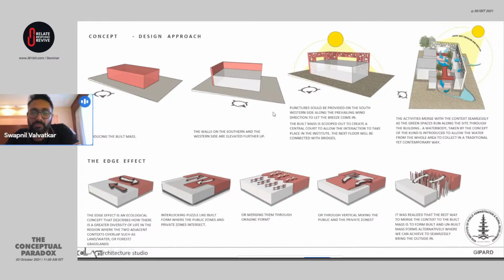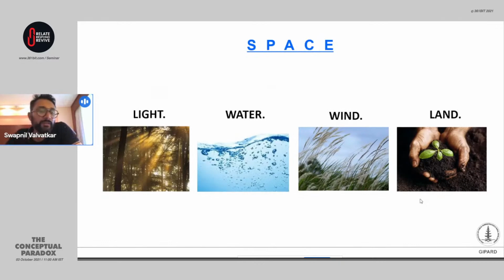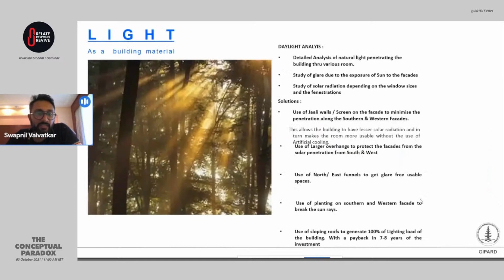The mass was broken. You had two differentiating masses. One was the public, one was the teaching or the institute part of it. We based it on space being rendered with light, water, wind, and land. So light, because light has a full power, so we did a lot of analysis of how natural light travels through buildings. We tried to use jali walls, screen walls. So this was all the analysis that we did, and the solutions that we could come up with, large overhangs.